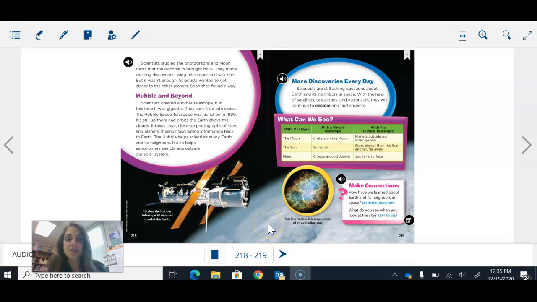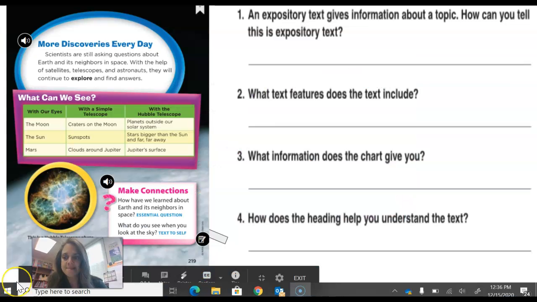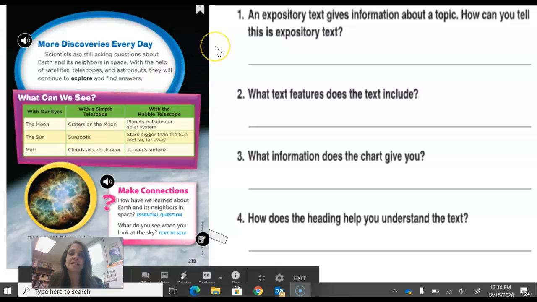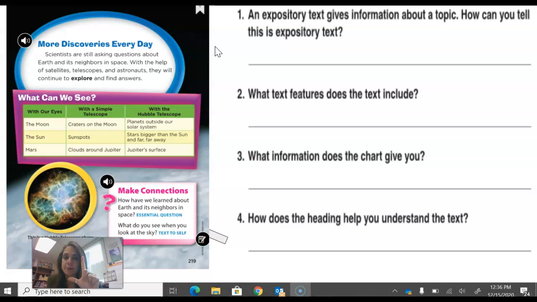We are now going to answer our questions. You will answer these same questions on your Reading Wonders backpack. So use this to help you answer your questions. Use this as a model. Now remember, our purpose was to identify expository text features. Now our second purpose is to restate the questions and answer the question using a complete sentence.